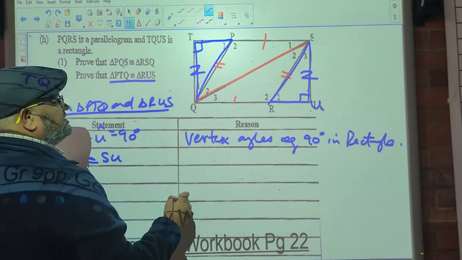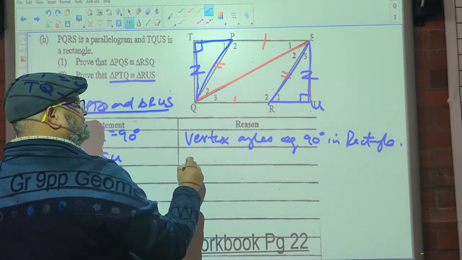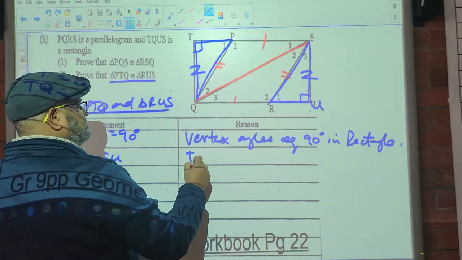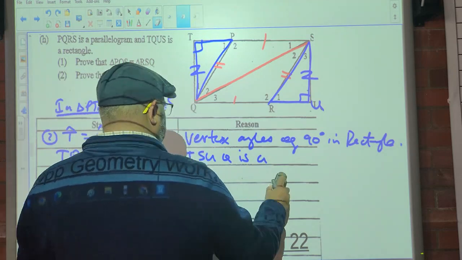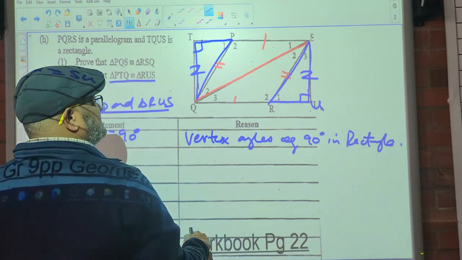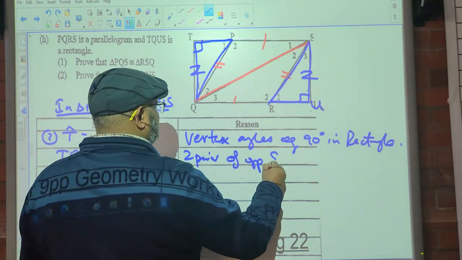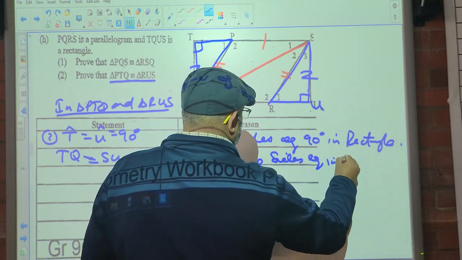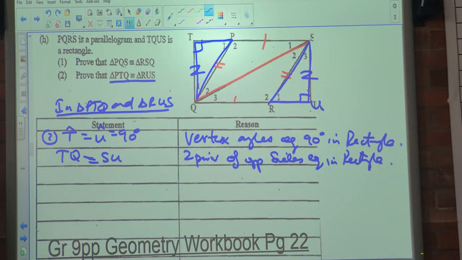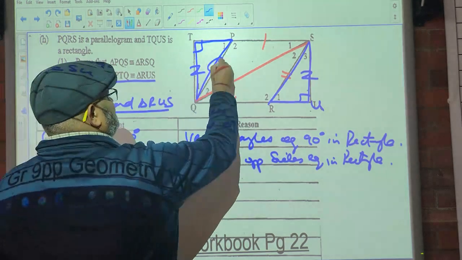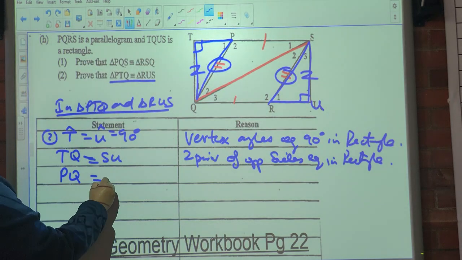Why? Because quad TQ TSUQ is a, no, they told you it's a rectangle. So we're going to say that's equal one. So two pairs of opposite sides are equal in the rectangle. Okay. And then we say that PQ is equal to SR.